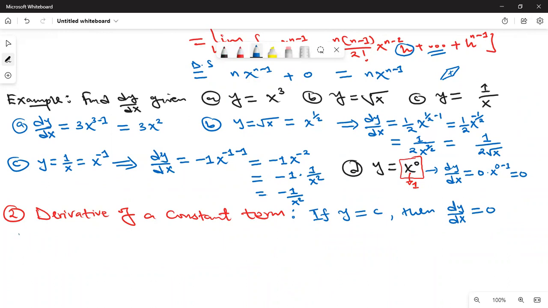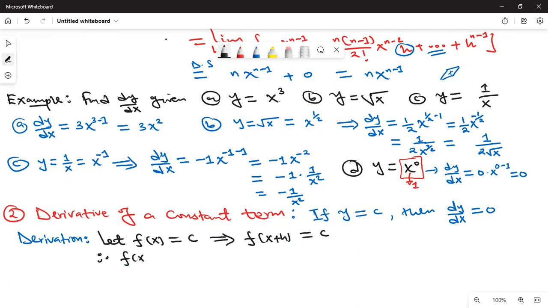Let us derive this one. Derivation: how do we show that when you differentiate a constant, we get 0? So you say let f of x be equal to a constant c. So this means that f of x plus h is still the same constant c. So therefore, f of x plus h minus f of x is the same as c minus c, which is 0.